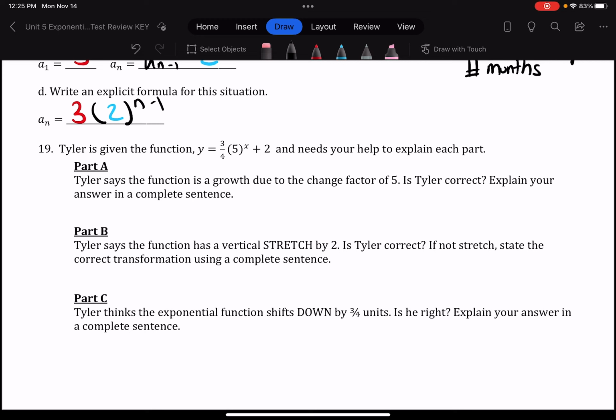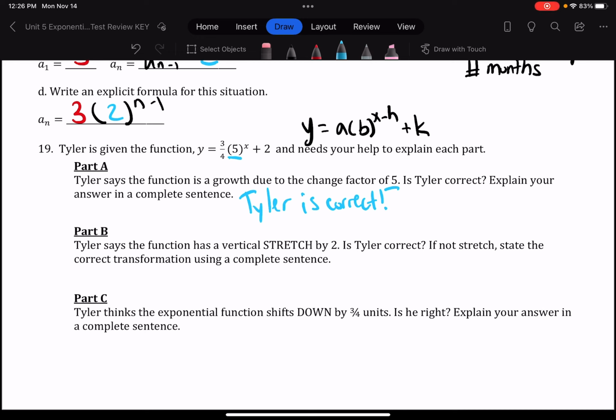Is this correct? Well, I know my change factor would be my b value in my exponential function. And remember, we've got y equals a times b to the x minus h power plus k. If I'm looking at the initial function, I do have a change factor of 5, so Tyler is correct. And this is a growth because 5 is greater than 1.